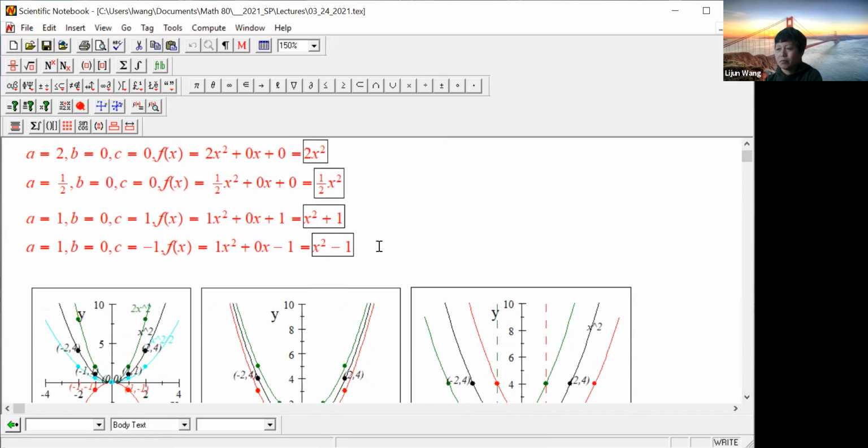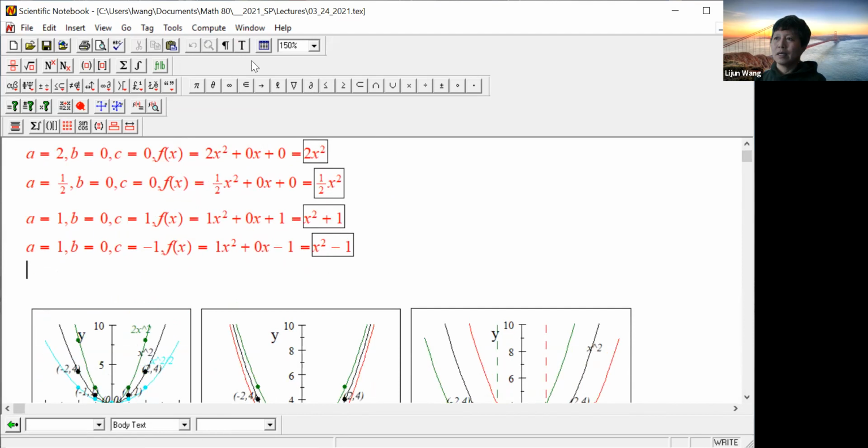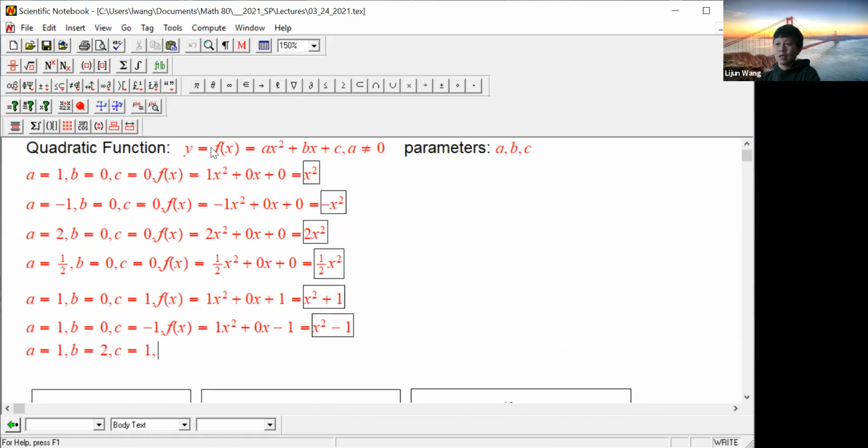Okay, now some more. This time, I'm going to assign A equals 1, B equals 2, C equals 1. And I'm still going to work on this function to see what I get. And of course, A is not 0, so I don't need to worry about it. And what is this? X squared plus 2x plus 1. Does this form look familiar with one of the perfect squares we worked with?